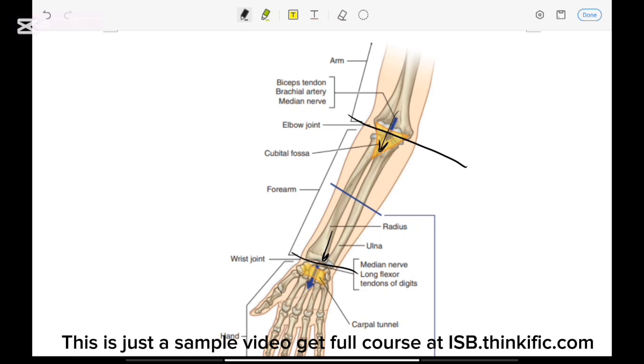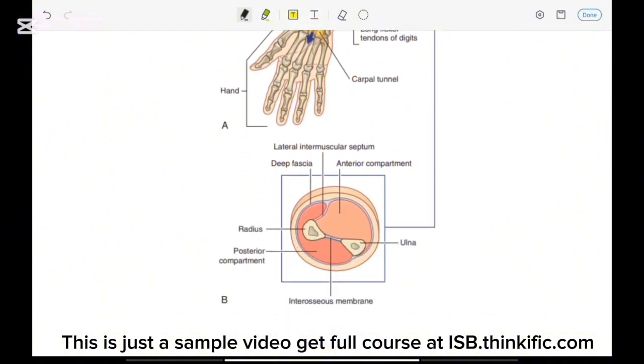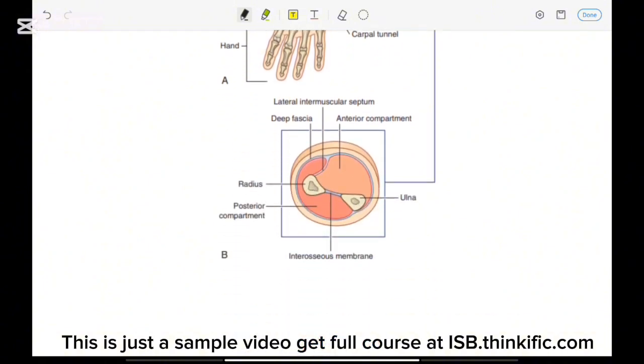If you take a cross section in the middle part of the forearm, there are two bones forming the forearm. Medially, that's the ulna, which is triangular in shape. And laterally, that's the radius, which is also somewhat triangular in shape. The ulna and radius are interconnected by the interosseous membrane. This membrane attaches to these borders of the bones, and these borders are called the interosseous borders.